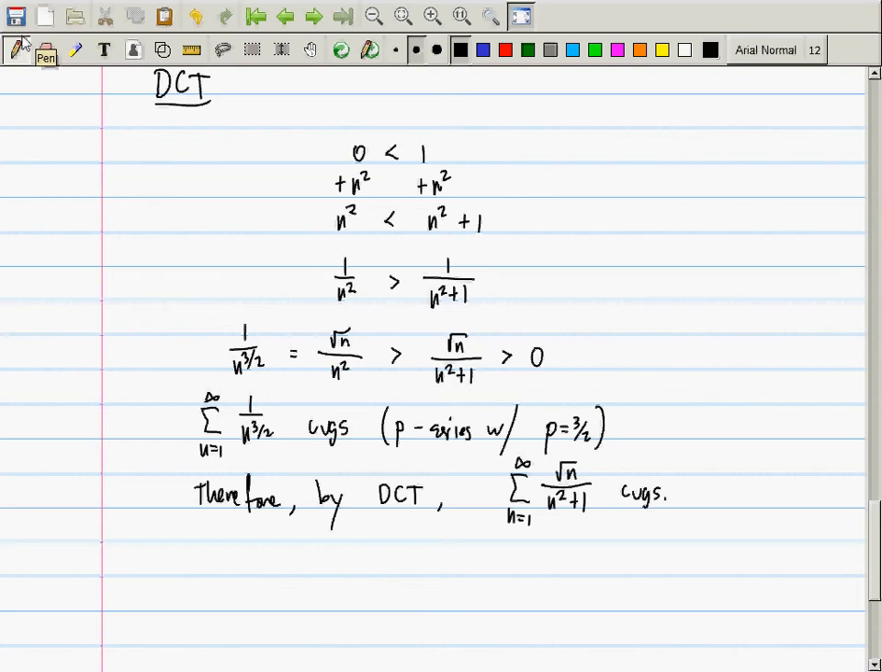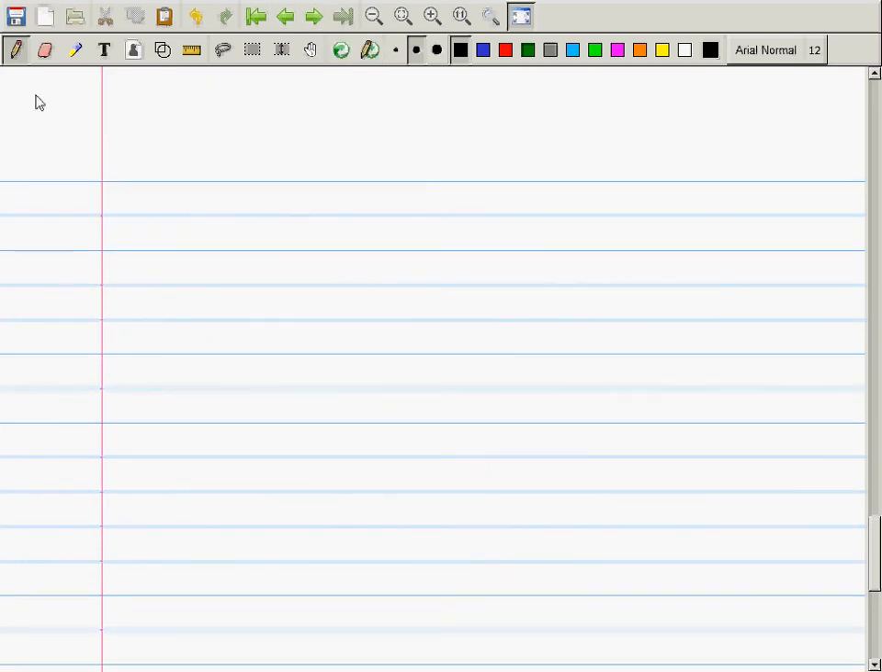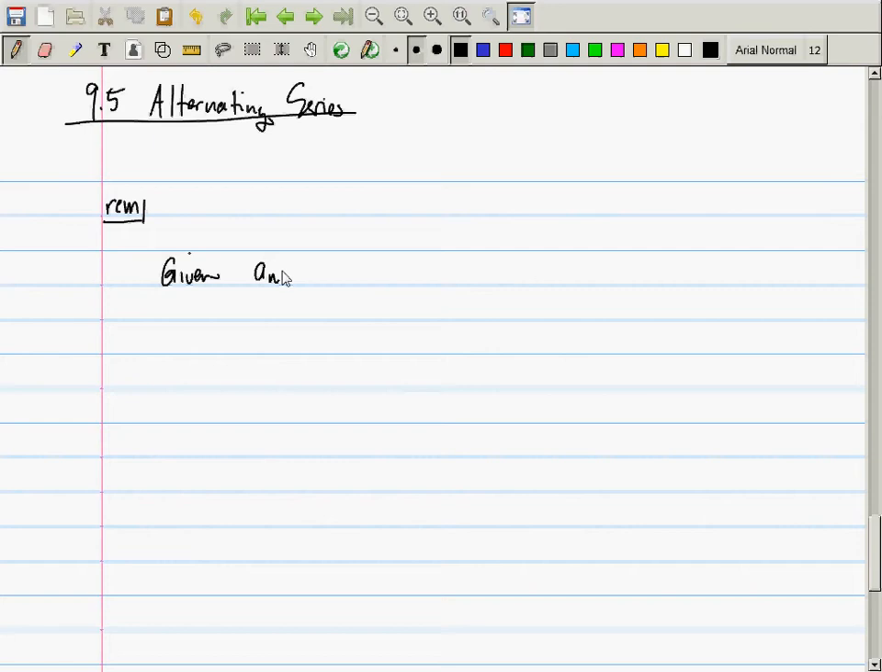So now we're in the next section, 9.5, which is called alternating series. Best to start out with what is meant by the word alternating. So given a positive sequence, there are two alternating series corresponding to that positive sequence.